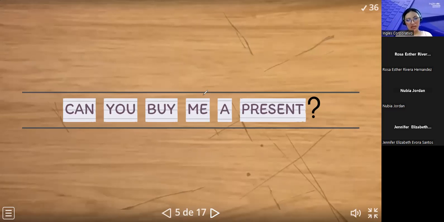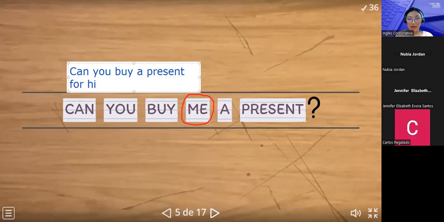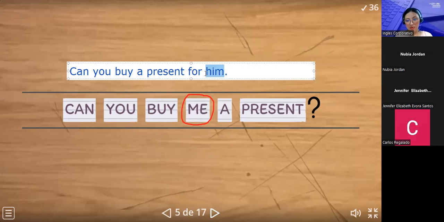Yes. But in this case, if you see the object pronoun, it's saying, can you buy me? How would you say, can you buy a present para alguien más? It could be different, right? Can you buy a present for him? For him, siempre se ocupa un object pronoun, pero en este caso cambia, si se fijan, la intención de redactarlo diferente. Can you buy a present for him? Claro, yo quiero que me lo compres, pero no es para mí, sino para él. En este caso, cómprame, es para mí el regalo. Can you buy me a present?